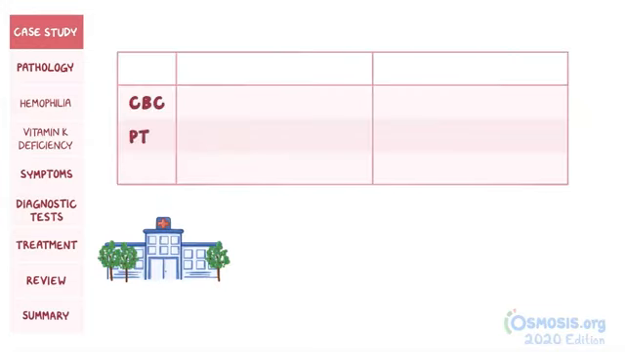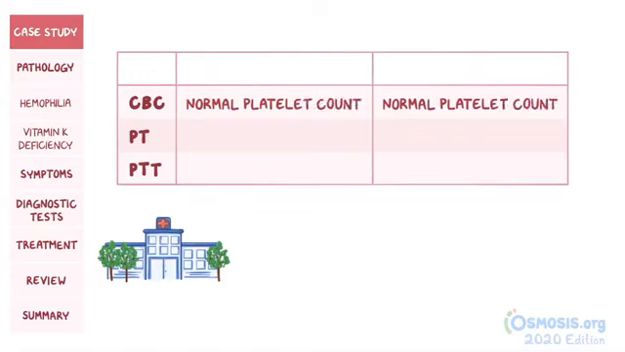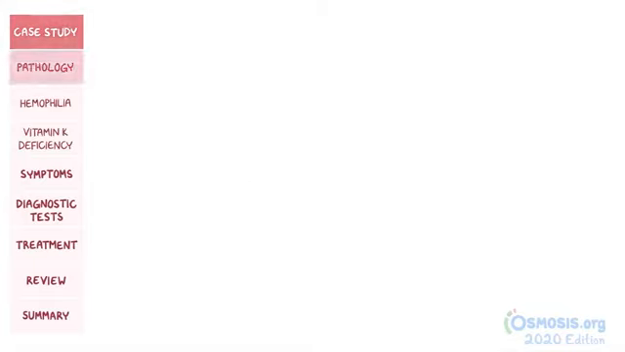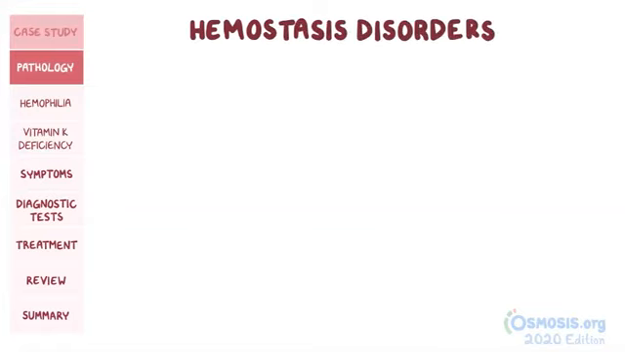CBC, PT, and PTT are ordered for both patients. They both have normal platelet count. Now Braden has normal PT but elevated PTT, while Harlow has both PT and PTT elevated. Both Braden and Harlow are suffering from a hemostasis disorder.